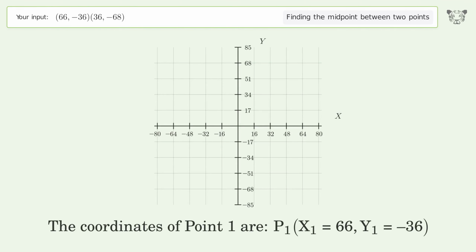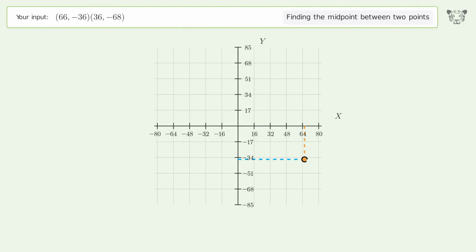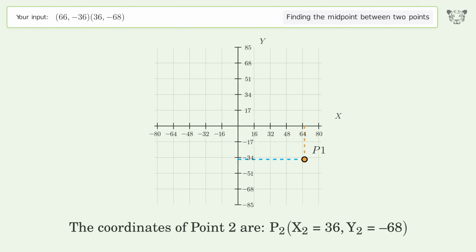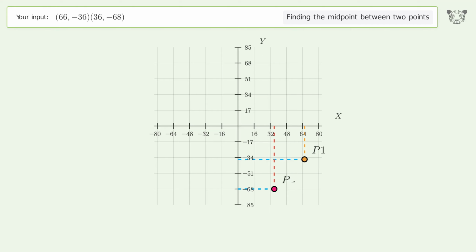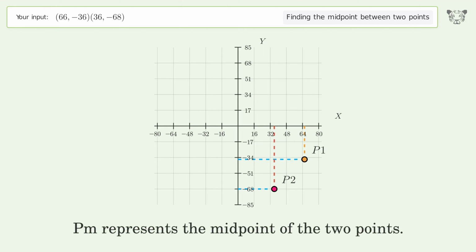The coordinates of point 1 are, x1 equals 66, y1 equals negative 36. The coordinates of point 2 are, x2 equals 36, y2 equals negative 68. PM represents the midpoint of the 2 points.